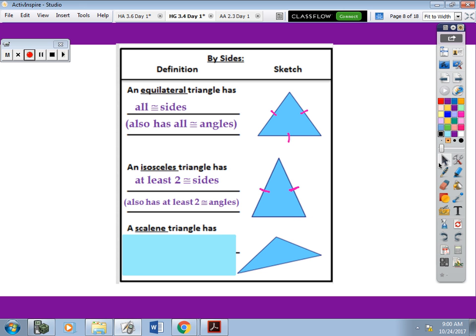And then a scalene triangle has no congruent sides. All of them are different lengths. So like 3, 7, 10. Markings-wise, they're going to have different markings on each side. So one marking here, two markings there, three markings there. You also could see numbers to indicate that they're different lengths.